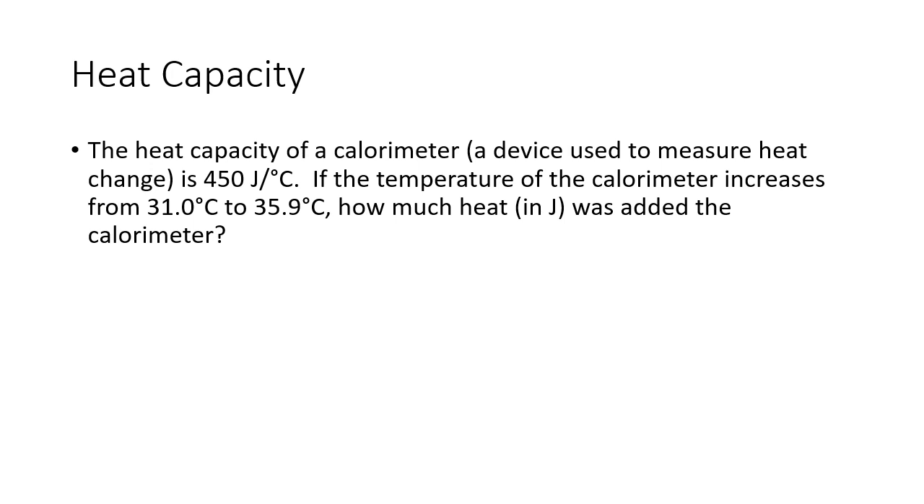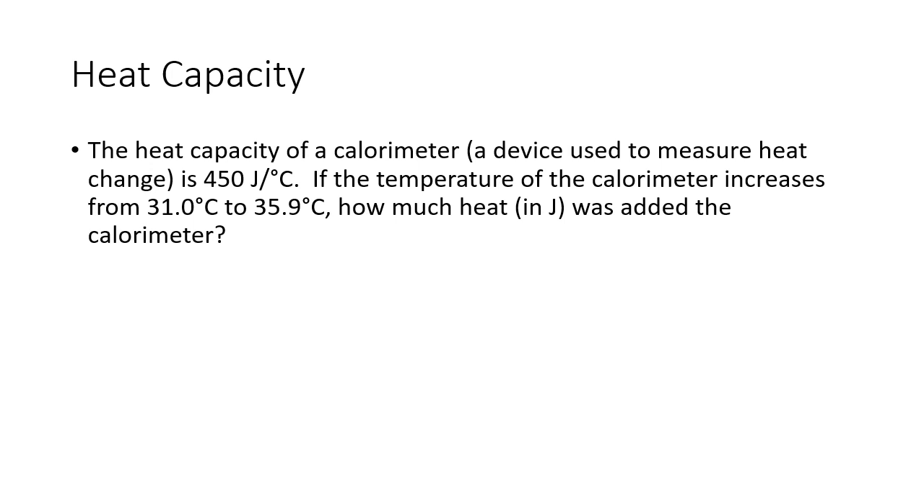The heat capacity of a calorimeter, a device that's used to measure heat change, is 450 joules per degree Celsius. If the temperature of the calorimeter increases from 31 degrees Celsius to 35.9 degrees Celsius, how much heat in joules was added to the calorimeter?